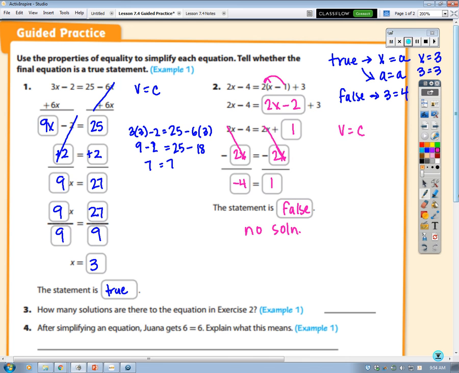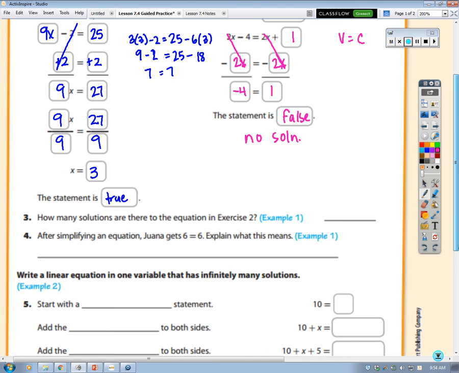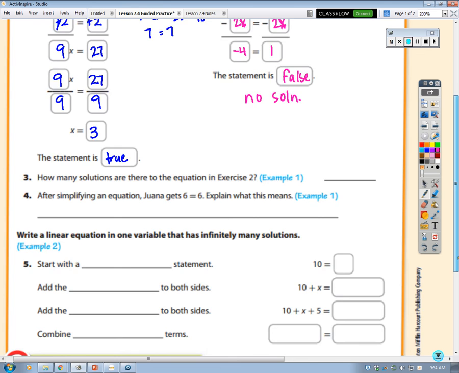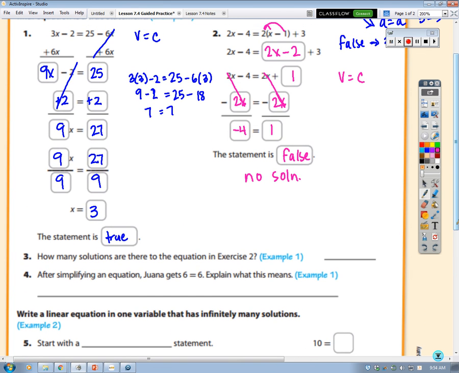So let's jump down to number 3. How many solutions are there to the equation in exercise 2? No solutions. We already determined that, right? Number 4, after simplifying an equation, Juana gets 6 equals 6. Explain what this means. What does that mean?